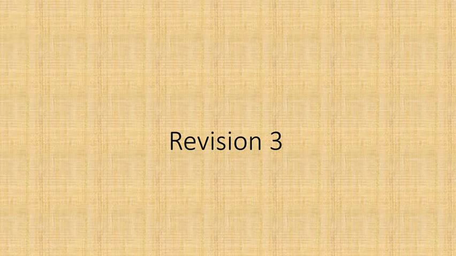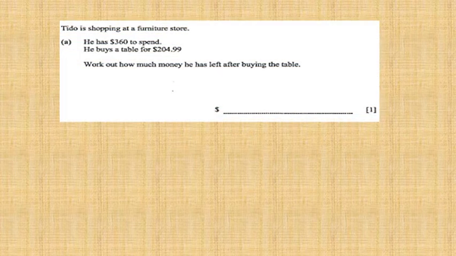Today is the third and last day for the revision. So let's start by solving the first question. Here Tidu is shopping at a furniture store. He has $360 to spend. He buys a table for $204.99. Work out how much money he has left after buying the table.